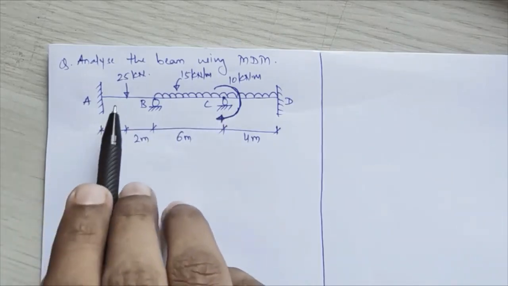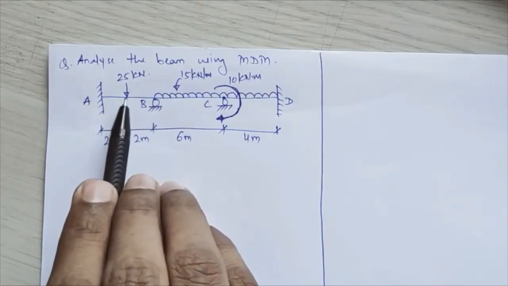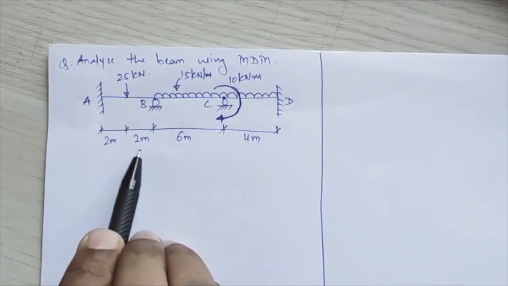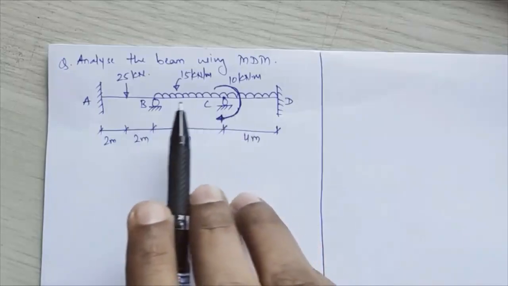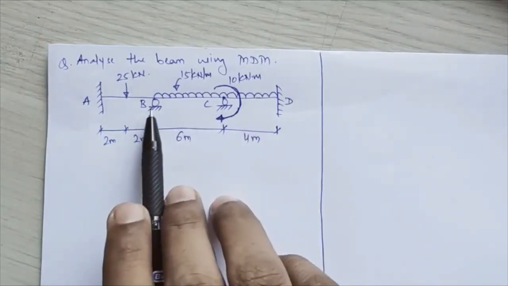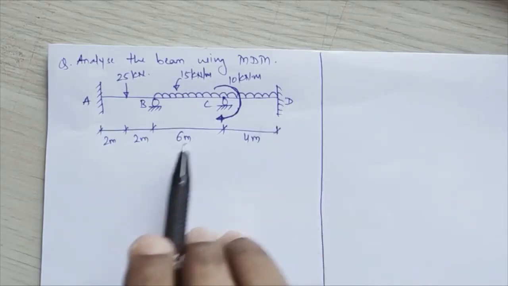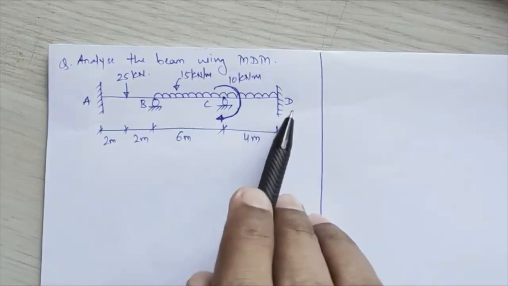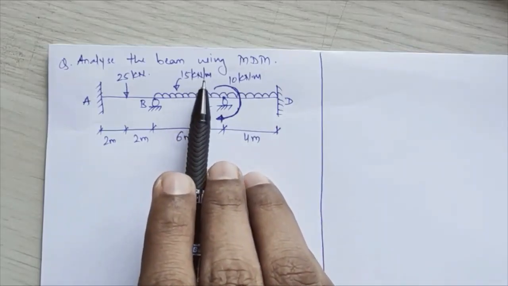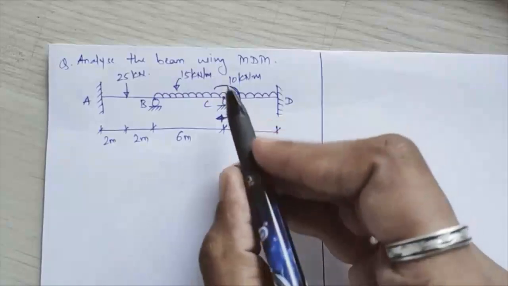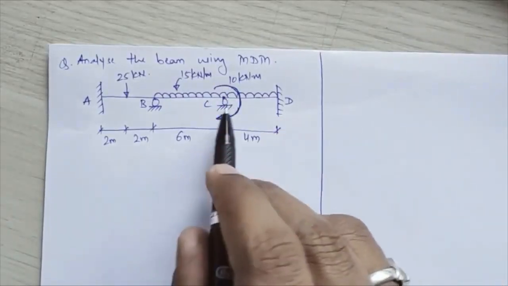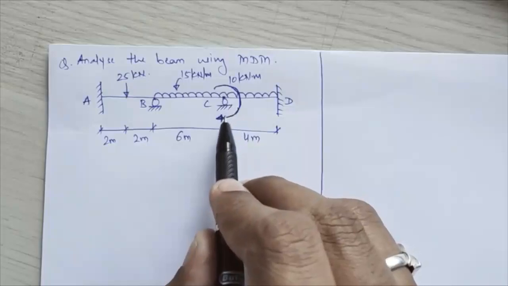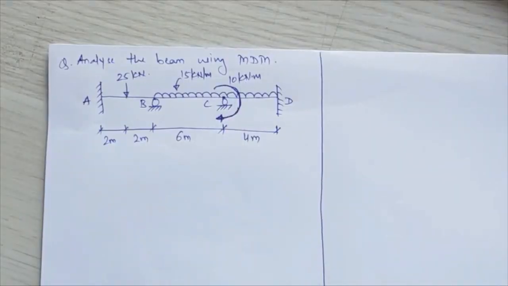About the loading, between span AB, a point load is given at the center, 2 meters apart from A and B, and a UDL is acting from point B to point D, at a distance of 6 meters and 4 meters in two spans, that is BC and CD, of 15 kilonewton per meter. Along with that, at support C, a concentrated moment of 10 kilonewton meter is acting on this beam.